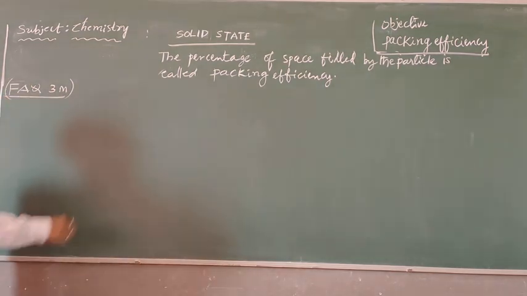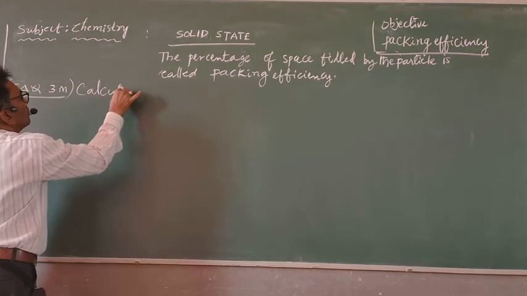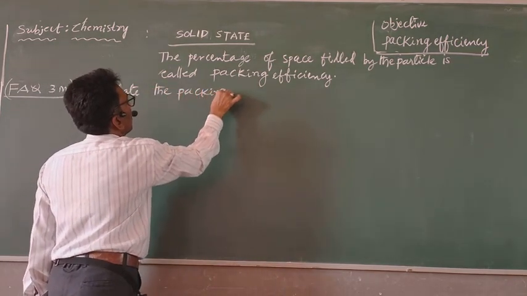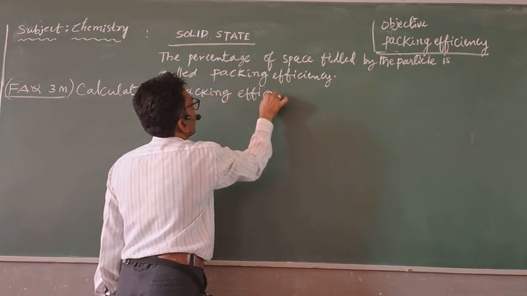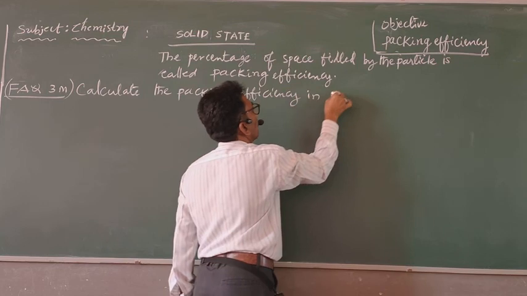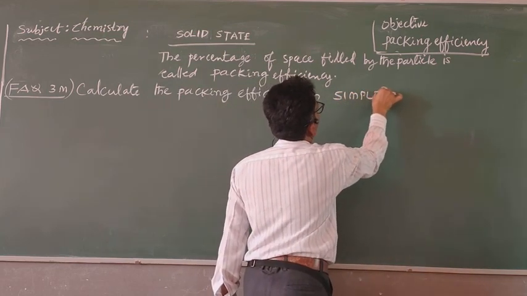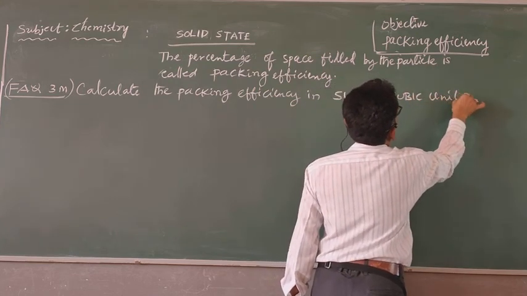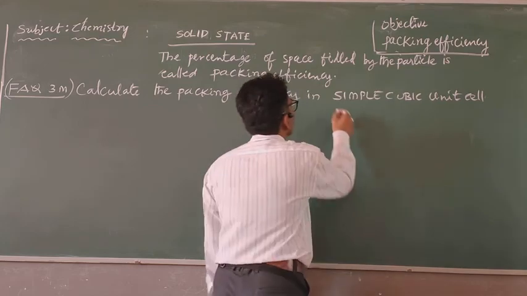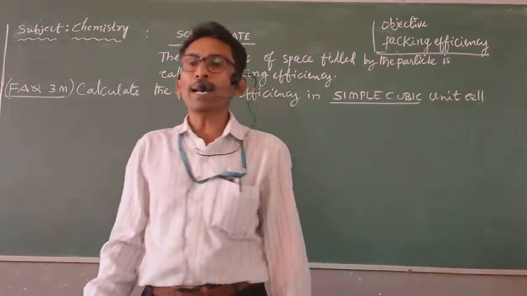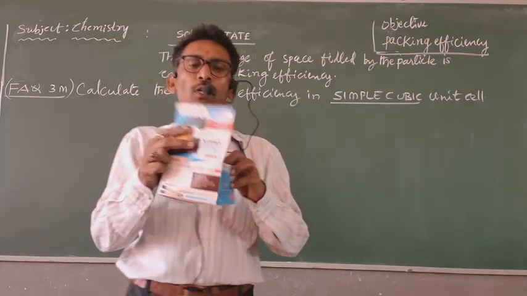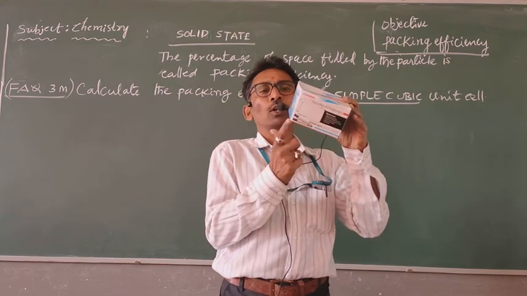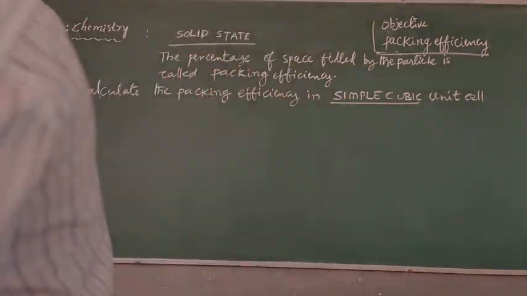What is the question? Calculate the packing efficiency in simple cube. What is a simple cube, dear students? Simple cubic unit cell. The particles are only arranged at the corners of a cube. If you observe, this is a cube, and where are the particles? Only at the corners of a cube, known as simple cube or primitive unit cell.